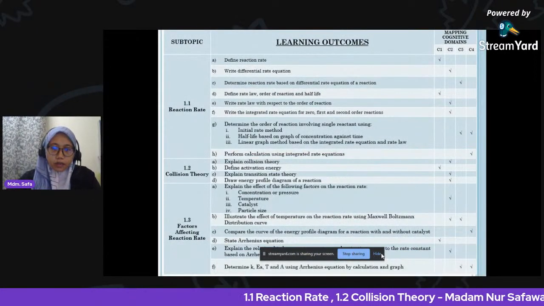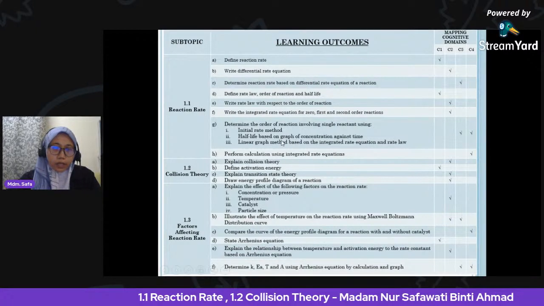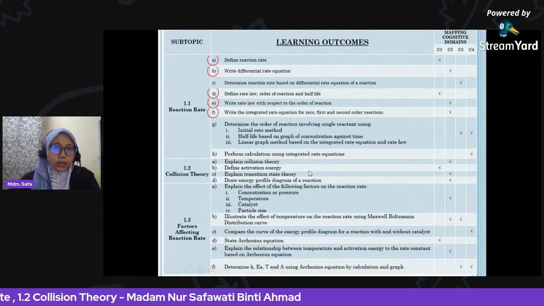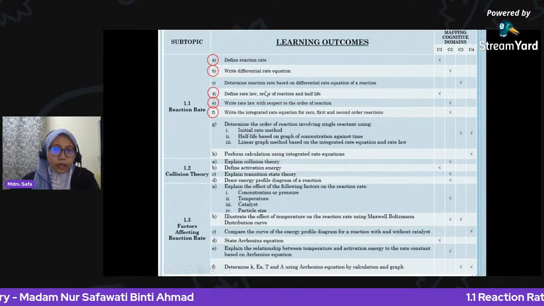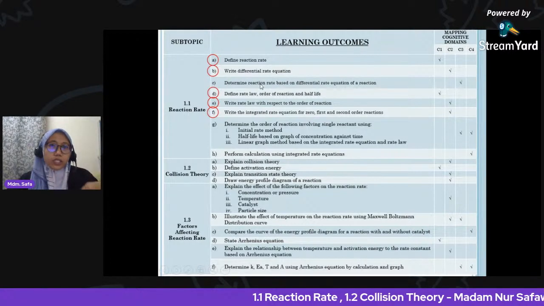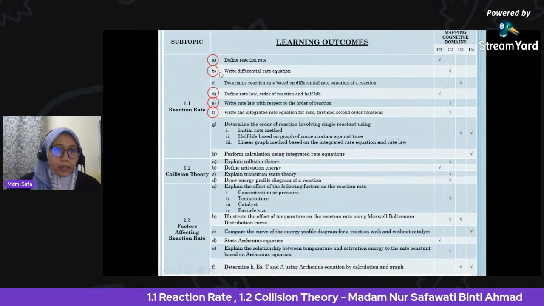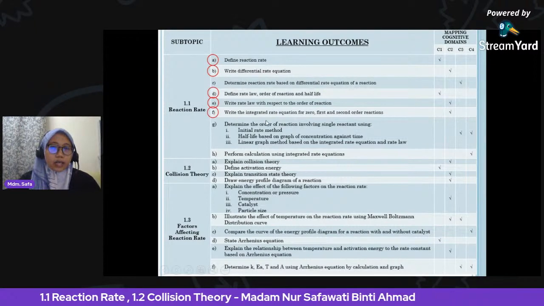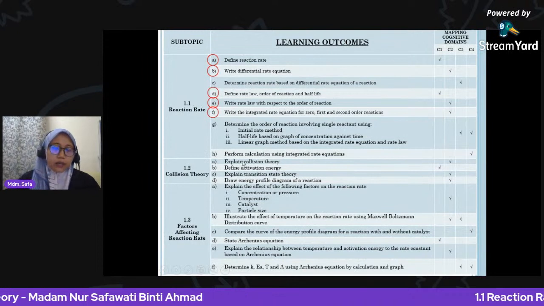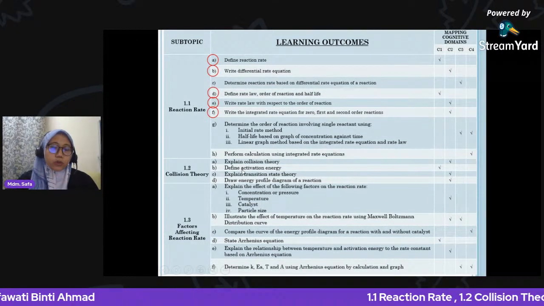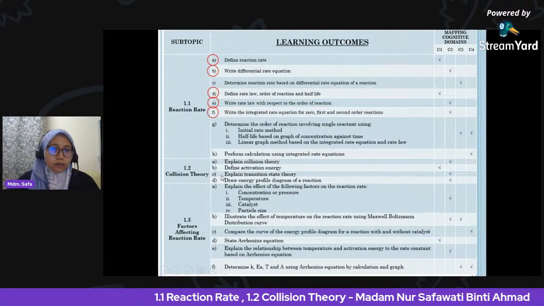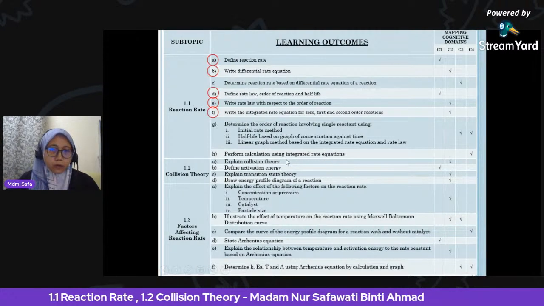Alright, so this is the overall learning outcome for this chapter, 1.1, 1.2 and 1.3. For 1.1, the ones I circled are C1 and C2. But for lecture, I will cover A, B, C and D only, and the rest you will learn in the tutorial class. For 1.2, all of it is C1 and C2, so I will cover all of 1.2. Alright?